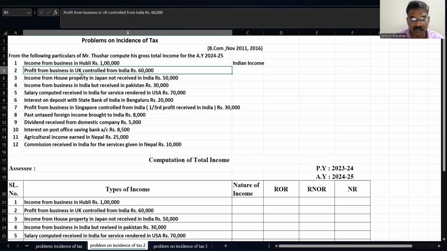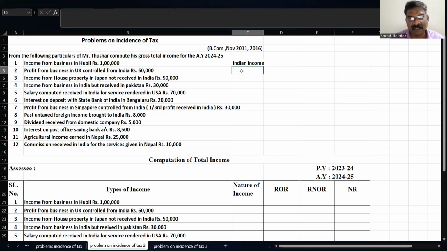Profit from a business in UK, controlled from India, rupees 60,000. See here, the profit is earned in the United Kingdom, but it's controlled in India. That means the head office may be in India, and from the head office the instruction is given. The business is running in the UK, so the profit is generated there. This type of transaction we call a controlled income.